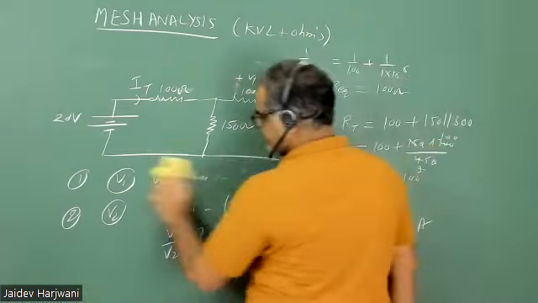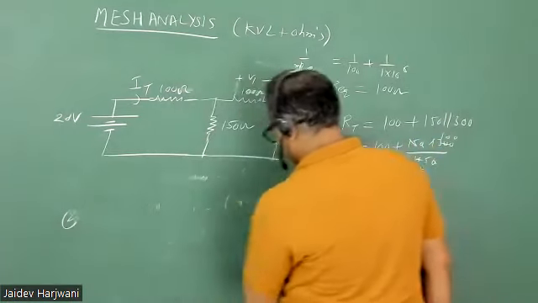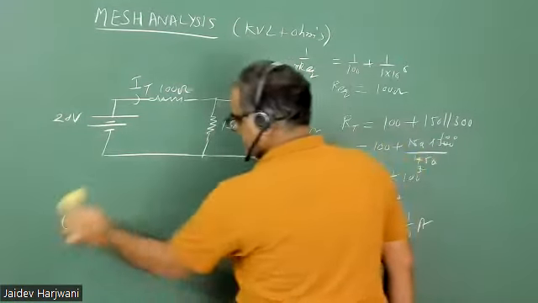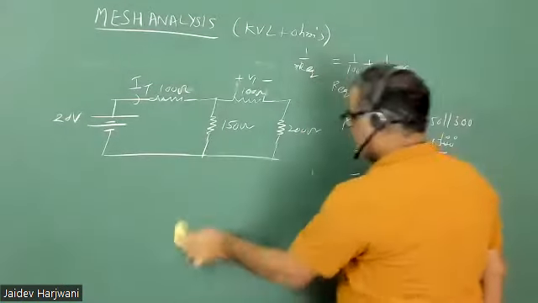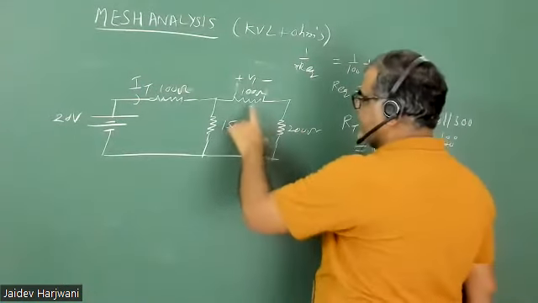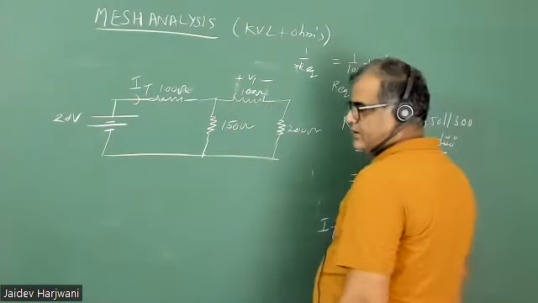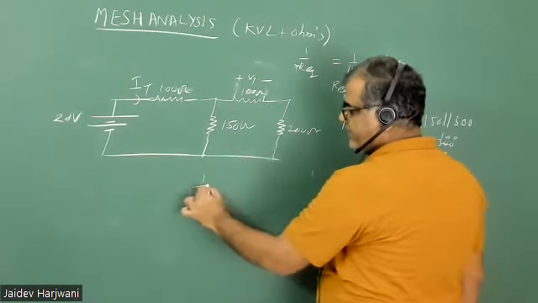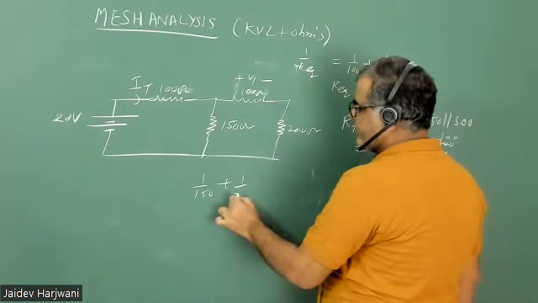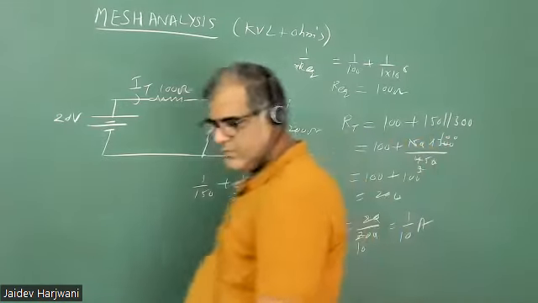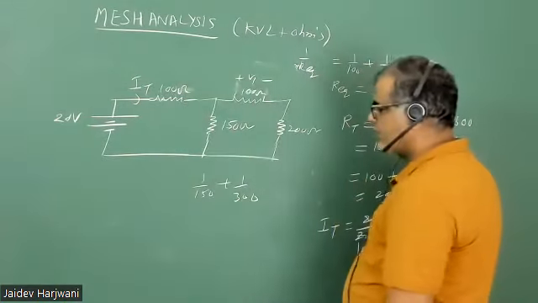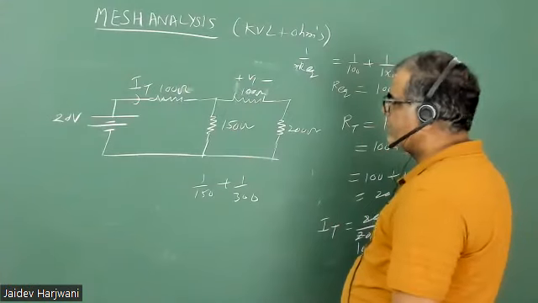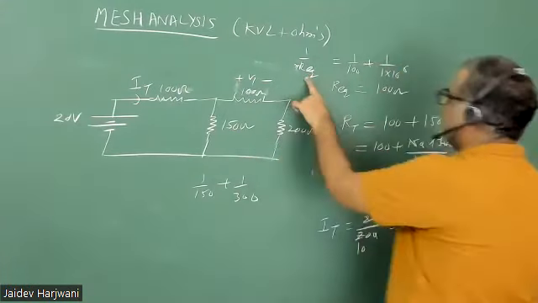Sir, in 1 by R equivalent, 1 by 100 plus 1 by 1 into 10 power 6, na sir? This is how much? 300. Yes, sir. Then 150 plus 1 upon 300, how much will come? Not that one, sir. Which one? 1 by R equivalent. This one? Yes, sir. How much will come?